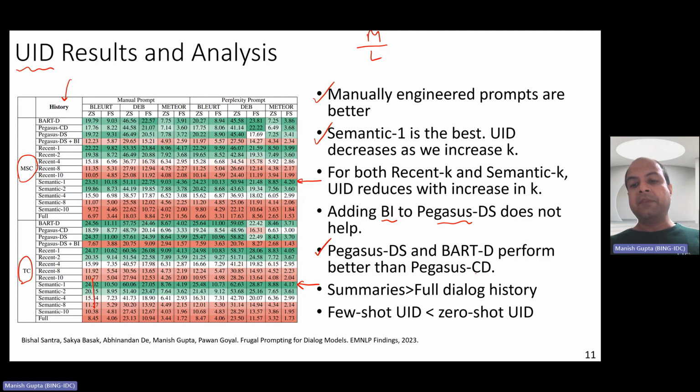It's essentially fine-tuned on a smaller data set, while Pegasus DS is Dialog Sum and Samsung kind of data sets. And BART-D is also on Dialog Sum, so that basically gives you better results compared to just Pegasus CD.